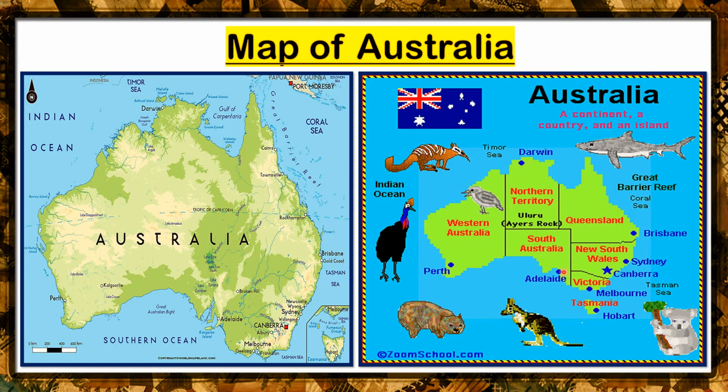So in Australia, class, we have 7 territories, and they are Western Australia, the capital city is Perth; Northern Territory, the capital city is Darwin; South Australia, the capital is Adelaide; Queensland, the capital is Brisbane; New South Wales, the capital is Sydney; Victoria, the capital is Melbourne; Tasmania, the capital is Hobart; and of course, the capital city of this country is Canberra.